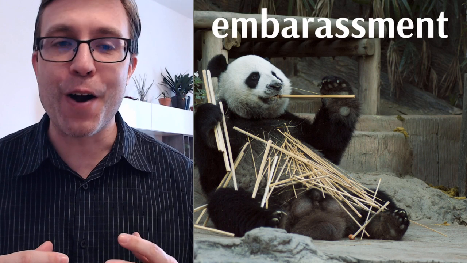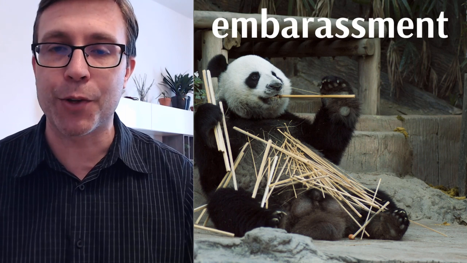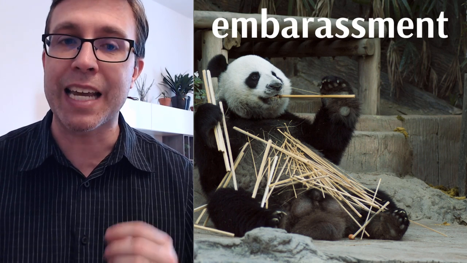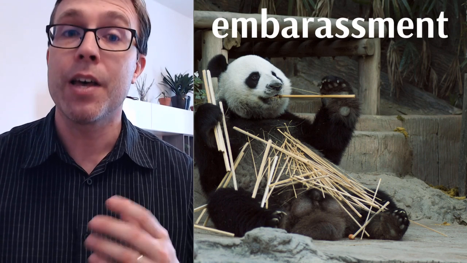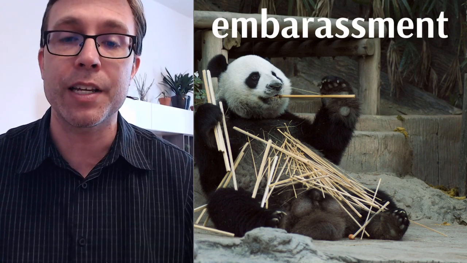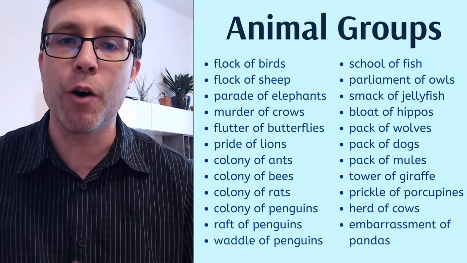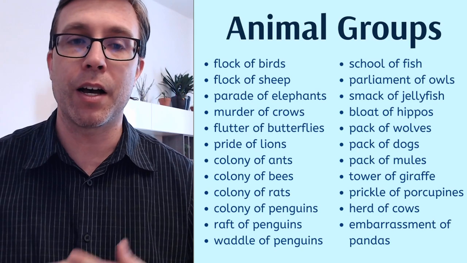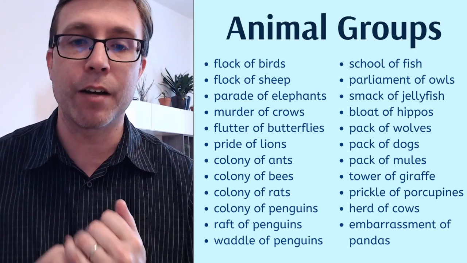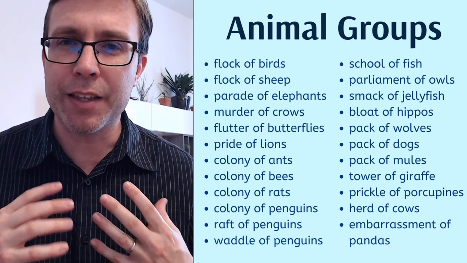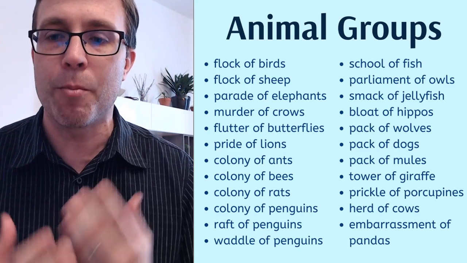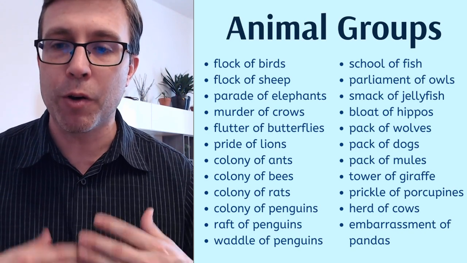So there are many, many names out there for these groups of animals. Again, these are collective nouns that you use to refer to these animals. So here, again, is the list that we've gone over if we're talking about a flock, a parade, a flutter, a colony.